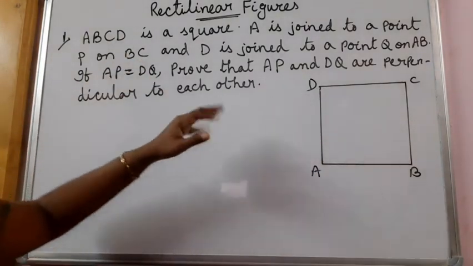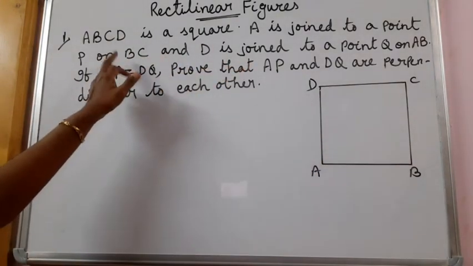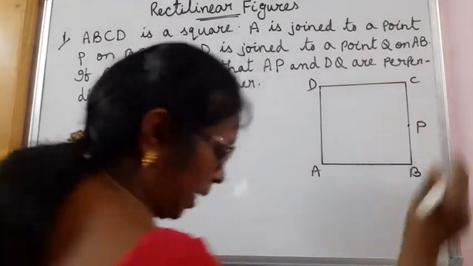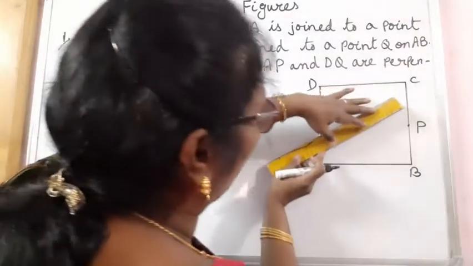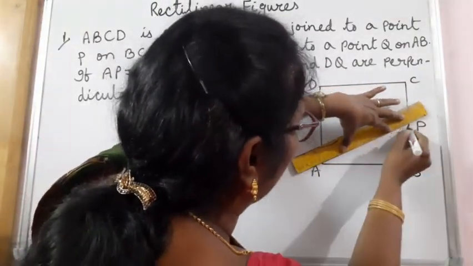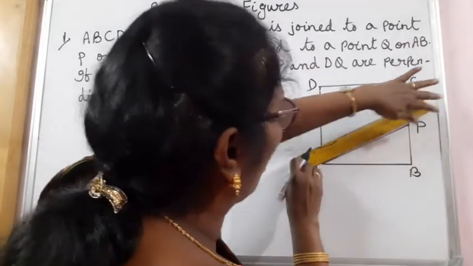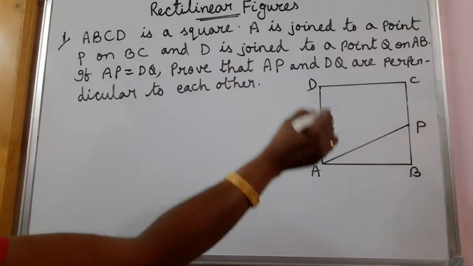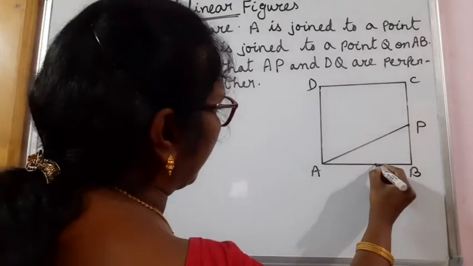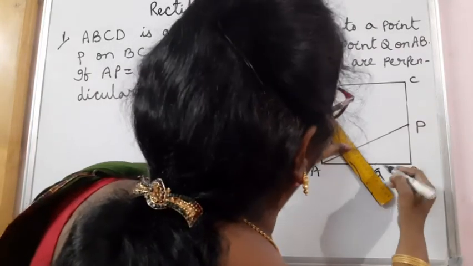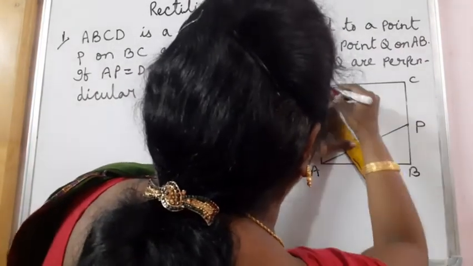A is joined to a point P on BC. Let me take a point P on BC, and A is joined to P. And D is joined to a point Q on AB. Let me take a point Q on AB and let me join D and Q as per the given question.